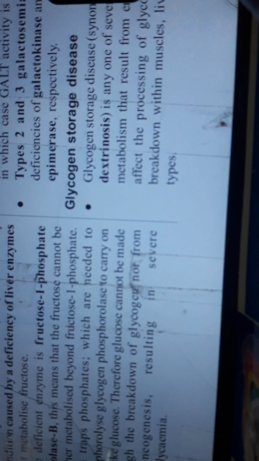The deficient enzyme is fructose 1-phosphate aldolase B. This means that the fructose cannot be further metabolized beyond fructose 1-phosphate. This traps phosphates which are needed to phosphorylate glycogen phosphorylase to carry on to make glucose. Therefore, glucose cannot be made through the breakdown of glycogen nor from gluconeogenesis, resulting in severe hypoglycemia. Now, if fructose is ingested, vomiting, hypoglycemia, and even eventually kidney failure will follow.